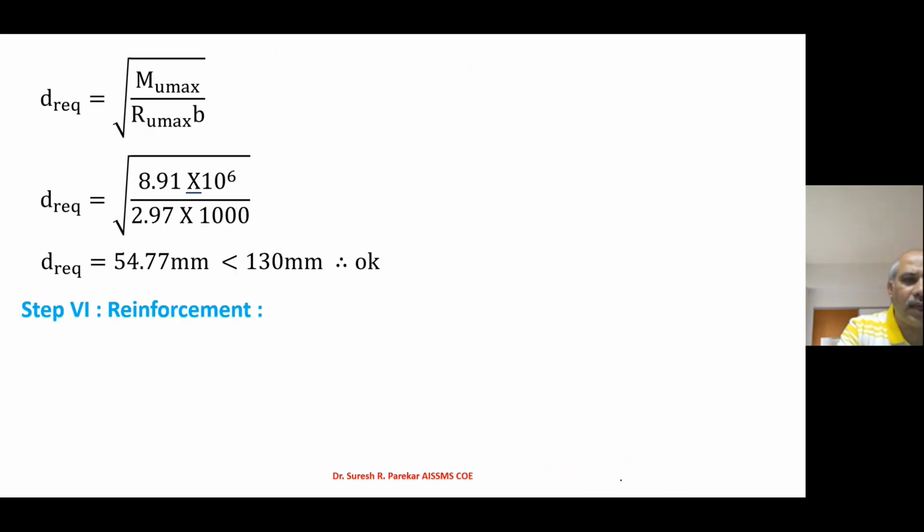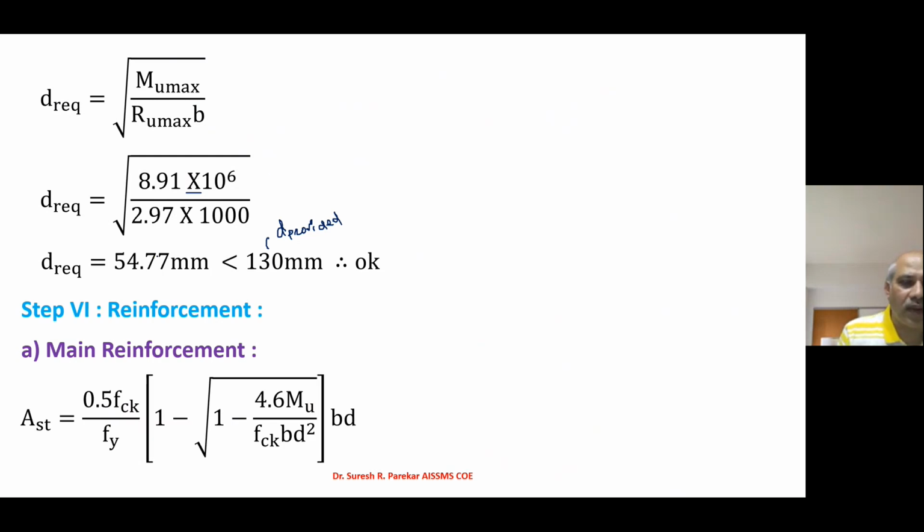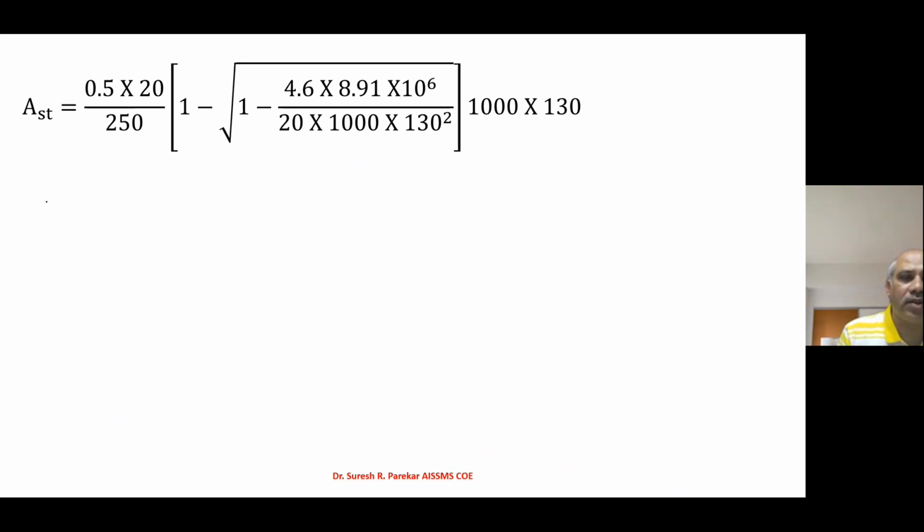So we know now d is 54.77 millimeter, and this is 130 millimeter. This is d provided. So we have d provided greater than d required. Therefore, okay. Then we have reinforcement. So we have main reinforcement, Ast equal to 0.5 fck upon fy, (1 minus root of 1 minus 4.6 Mu upon fck bd square) into bd. B we have to take 1000 millimeters, so we have substituted 0.5 fck 20, fy we have 250. Be careful with this: 1 minus 4.6, 8.91 and all these values. This is 1000, this is small d, and we have this value. And this will give me the value of Ast 325.46 millimeter square.